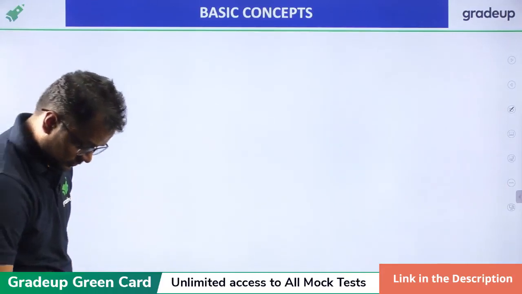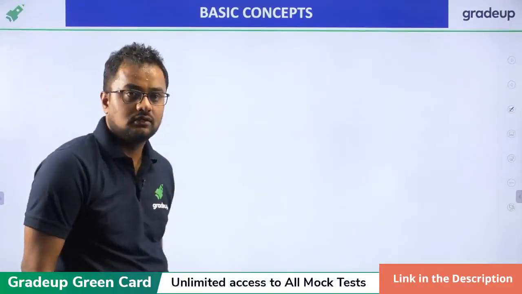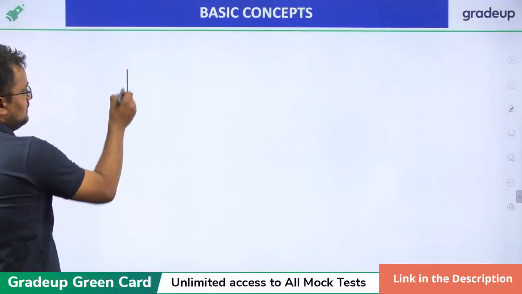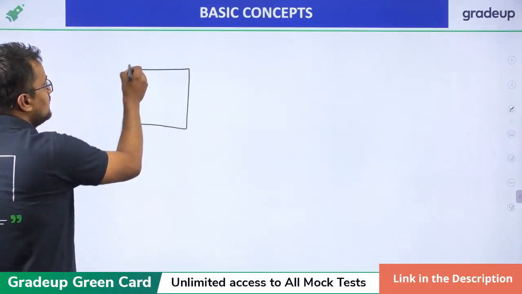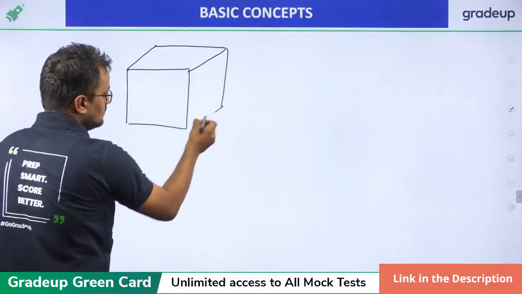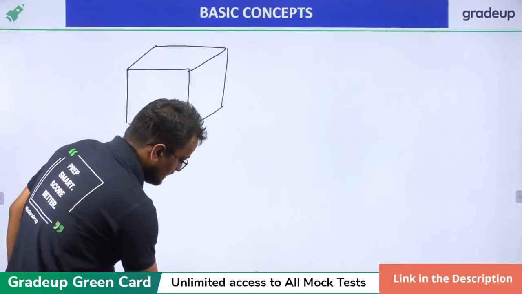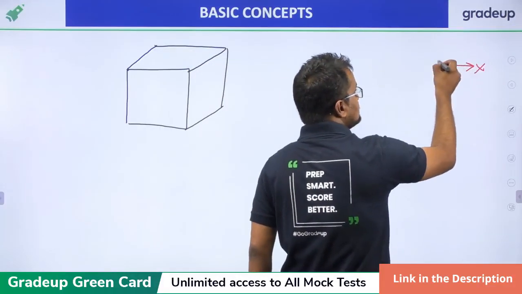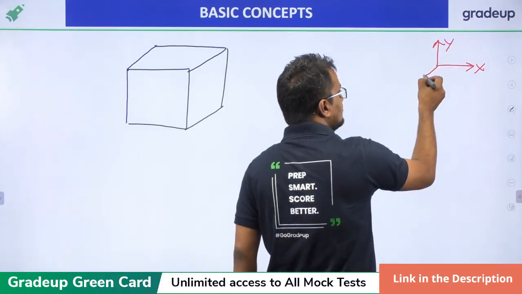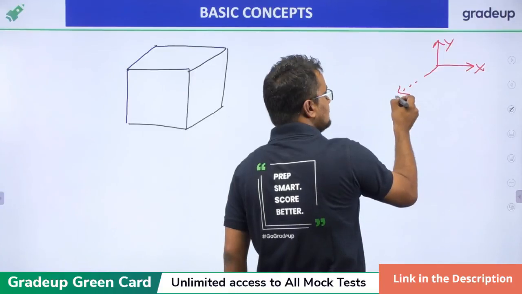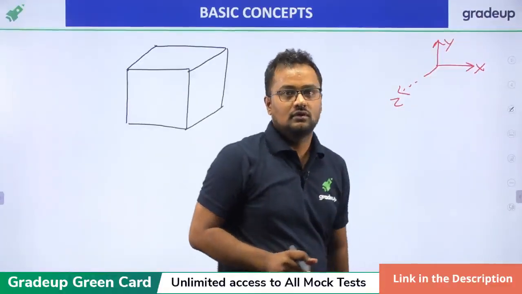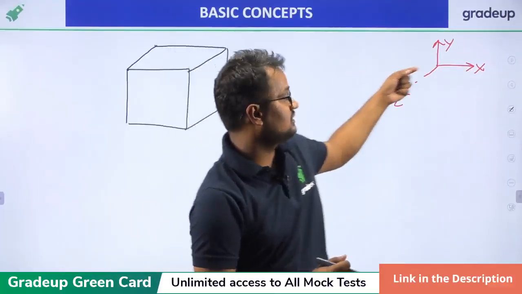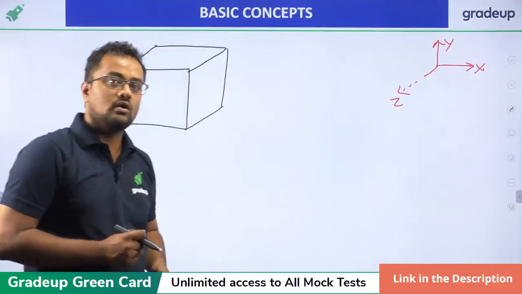Now, I'm going further on this topic. Suppose I am denoting a 3D body like this. Please see here, this direction I will consider as X direction, this direction I will consider as Y direction, and the direction that is coming out of the board, I am denoting with Z direction. So this is X, this is Y, and this is the direction that is coming outside of the board.